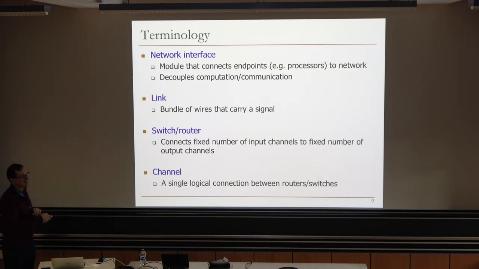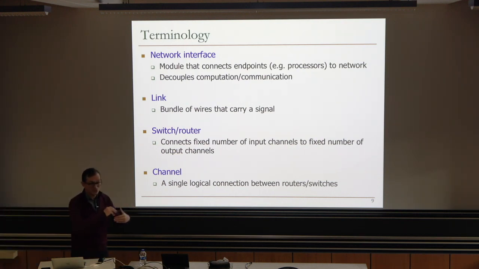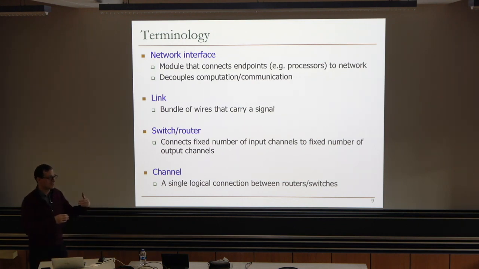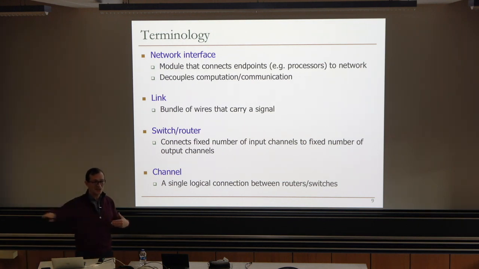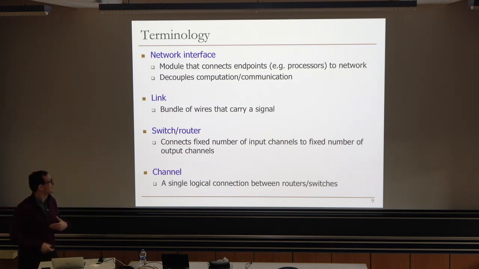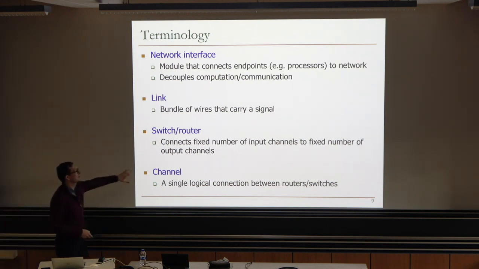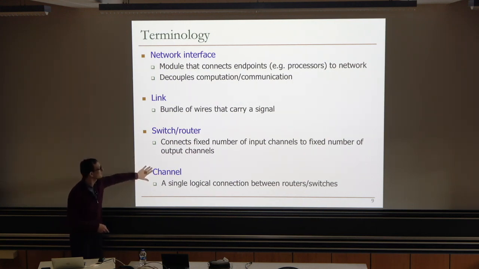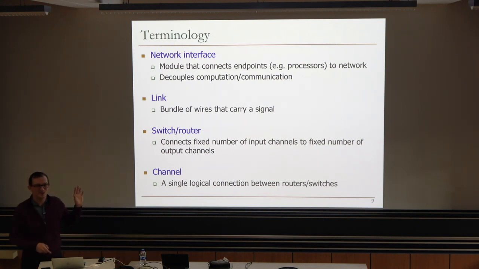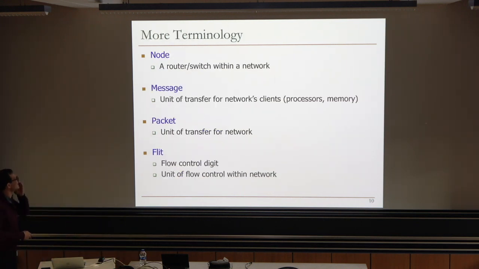Link is a bundle of wires that carry a signal. Hopefully this is obvious. Switch or router essentially connects a fixed number of input channels to a fixed number of output channels so that you can actually switch between them. You can go from this input channel to this output channel. That way you can actually change where you're going in the network, in a graph, for example, right? We'll see many switches. And channel is a single logical connection between routers and switches. This may be different from a physical connection, as you will see. Okay. If this hasn't confused you, don't worry. Or if this has confused you, don't worry also. Clearly, there are also more terminology like node. A node is a router or switch within a network, so it's very general.